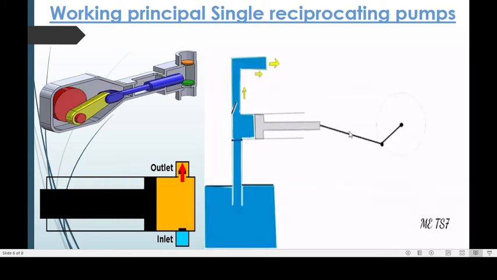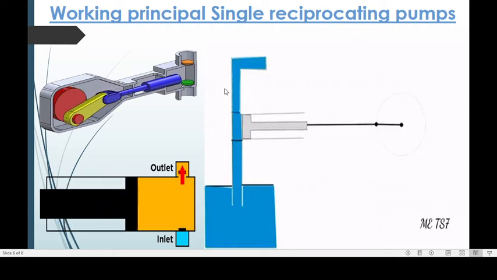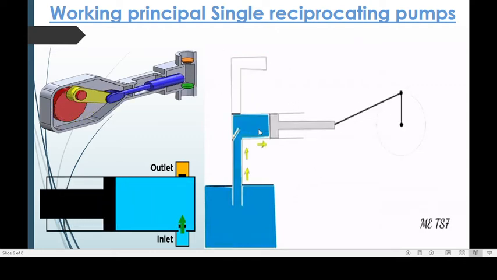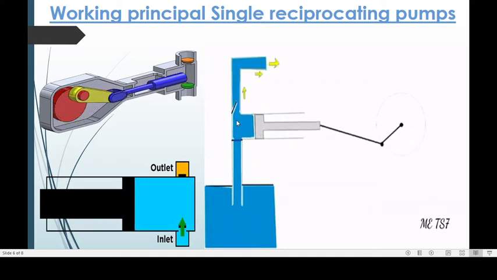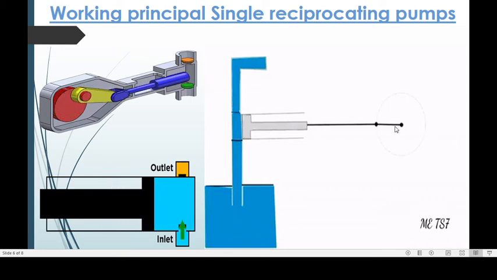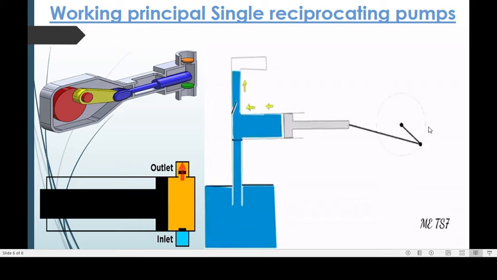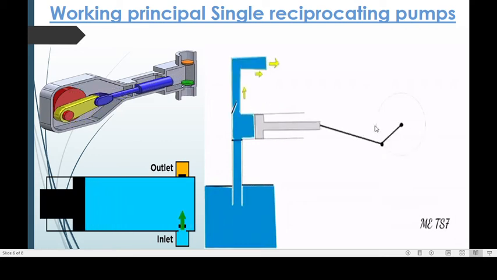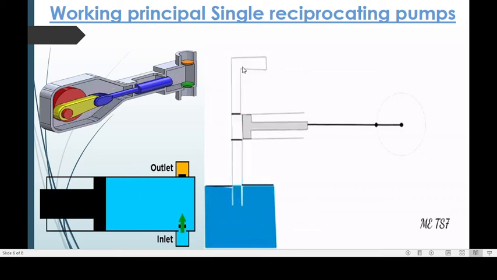So here we have the complete process of a reciprocating pump. Here, see, water is entering, then the piston is moving backward, next it is moving forward, and water is delivered. Here you can see it is making an angle of 180 degrees, next 360 degrees, and when it is making an angle of 360 degrees, water is delivered.